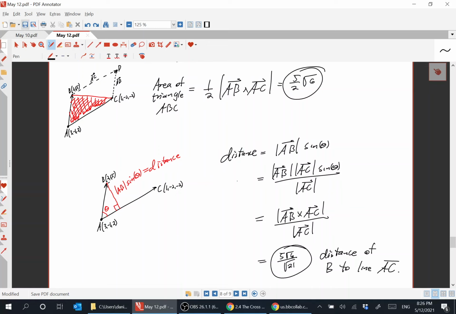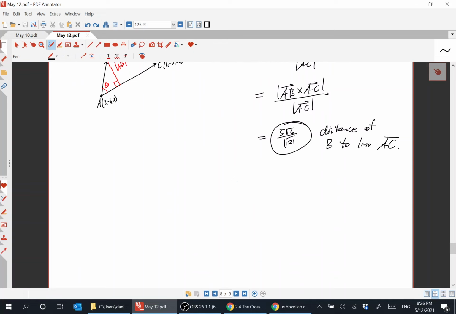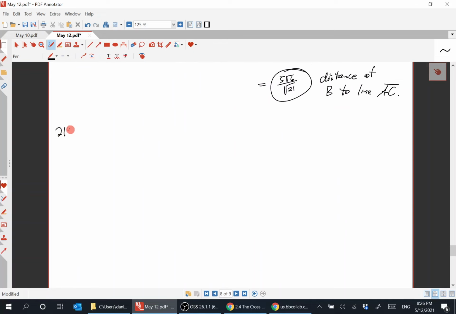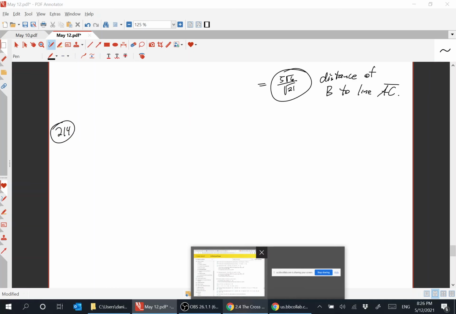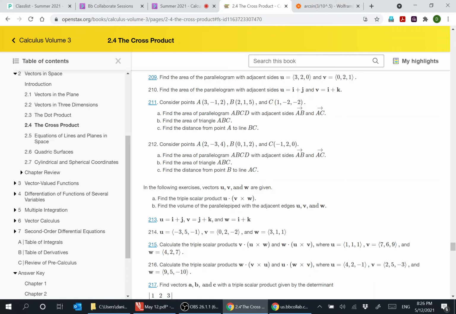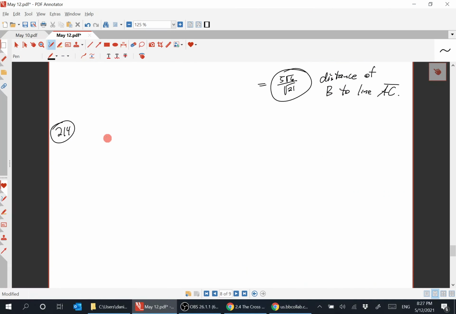Okay, so that was 211 and now 214. So in 214, you've got these three vectors, u, v, and w. Find the scalar triple product, u dot v cross w. It is the volume of what's called a parallelepiped with adjacent edges u, v, and w. So we talked about that in the lecture.